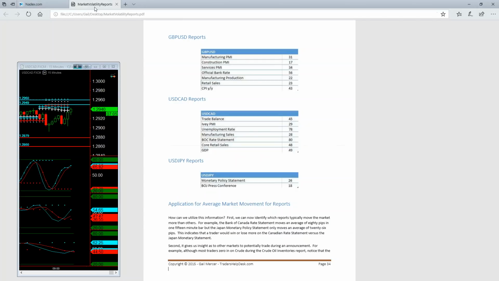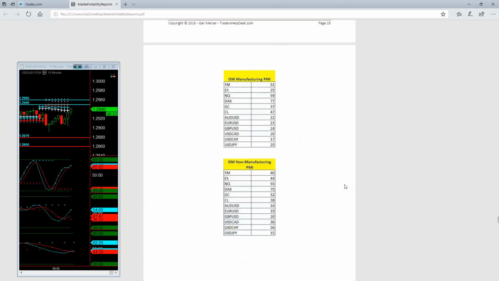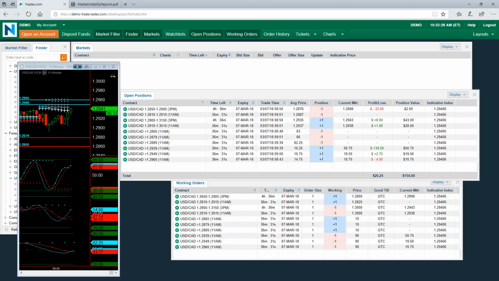Which currency? Non-farm employment. Let's see, the Aussie about 59 pips, the Euro 78, British pound dollar 64, US CAD 84, USD Swiss franc 62, USD JPY 84. You have some real significant movements on that. And I've noticed that the euro dollar doesn't quite move as much as what some of the other currencies do. And if they come out and it's a surprise, oh, it's really good then.